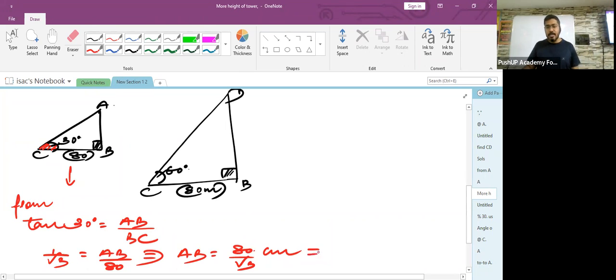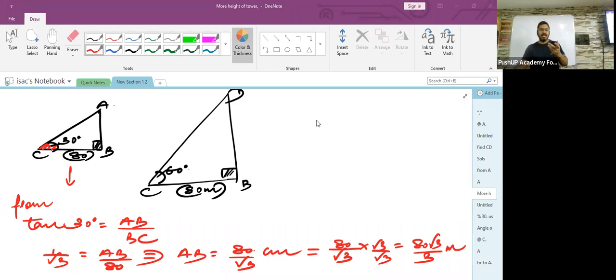Now 80/√3. Children, listen. Yesterday I told you, right? Rationalizing the denominator. What is the rationalizing factor? √3. So 80/√3 into √3/√3, you get 80√3 divided by 3. You can't do much over here, so just leave it as 80√3/3. Okay? 80√3/3.